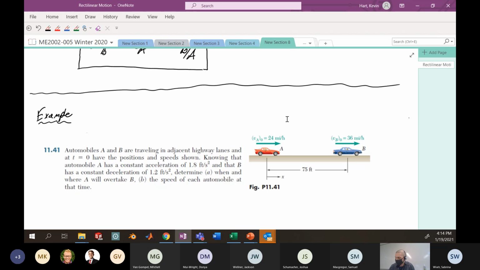So at this particular instant, car A is standing at the origin, and car B is 75 feet right of the origin, and they have various speeds. Knowing that automobile A has a constant acceleration, important, and that B has a constant deceleration, determine when and where A will overtake B and the speed of each automobile at that particular time. Okay, so let's go through this and see what we come up with.